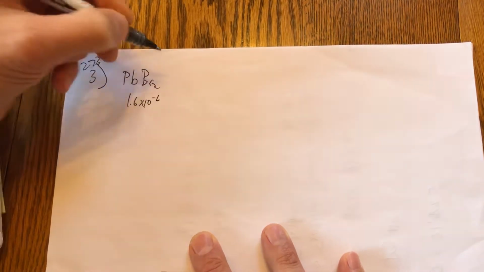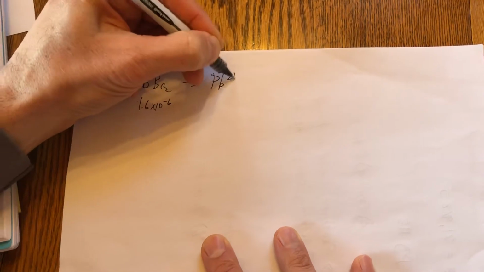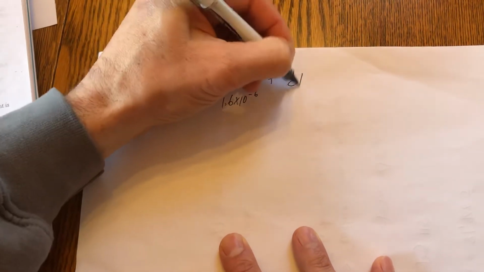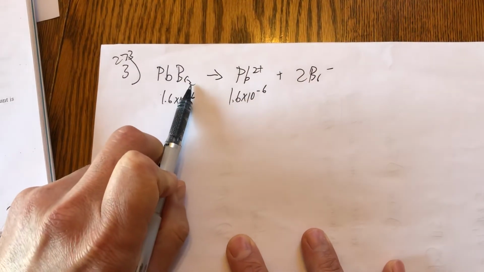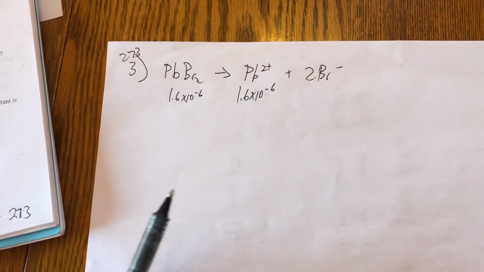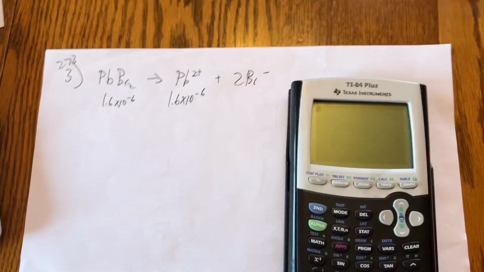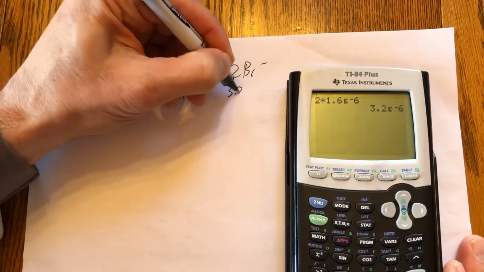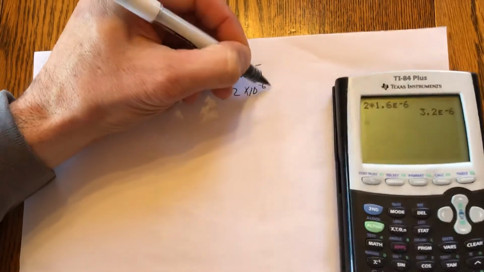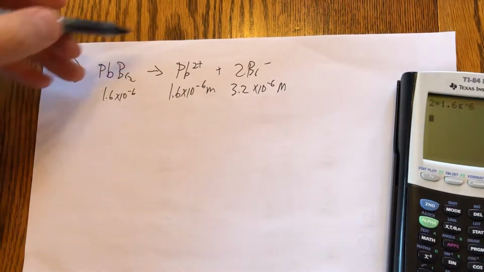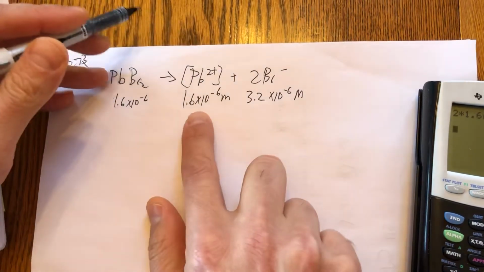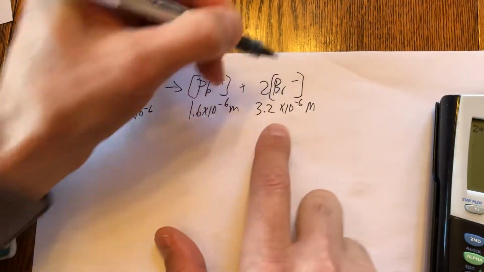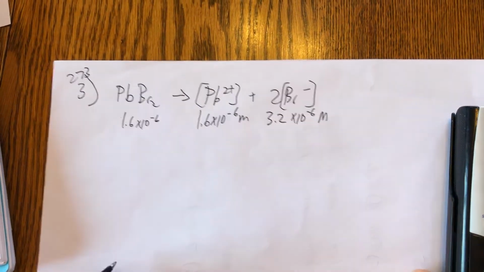So what number 3 is saying is if you have some PbBr2 with a concentration of 1.6 times 10 to the negative 6, when this splits apart, the Pb is going to be 1.6 times 10 to the negative 6, but you're getting 2 bromines because every time it splits apart, you get 2 bromines for 1 lead. So bromine is going to be twice that. You're going to have 2 times 1.6 times 10 to the negative 6, which is 3.2 times 10 to the negative 6. Okay? So these are the answers. The concentration of lead is 1.6 times 10 to the negative 6. The concentration of bromine is going to be 3.2 times 10 to the negative 6.